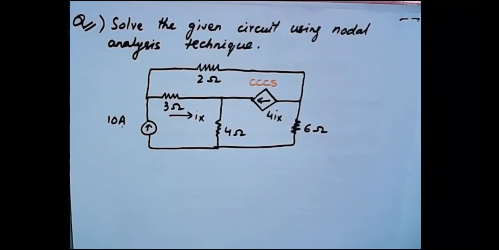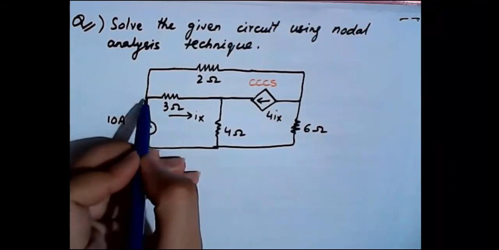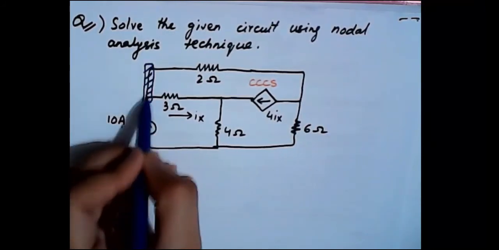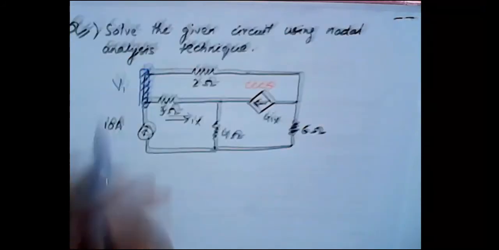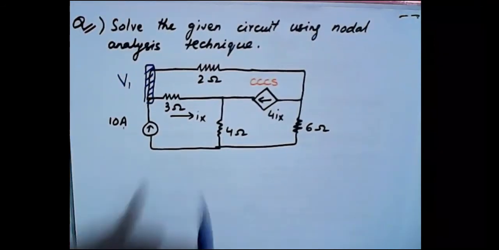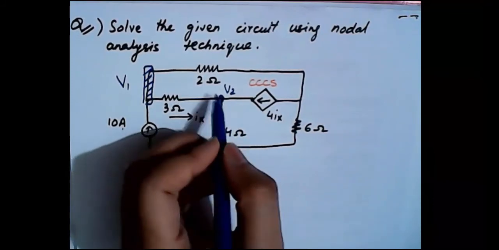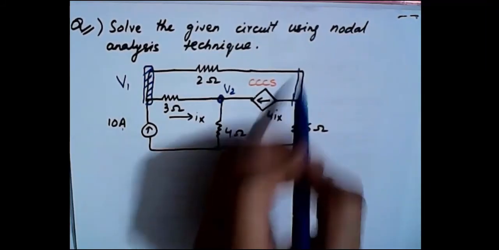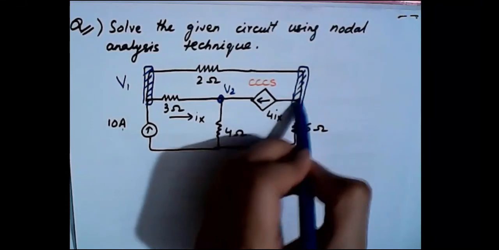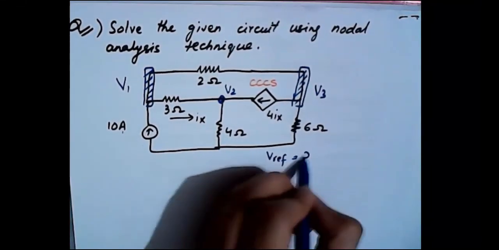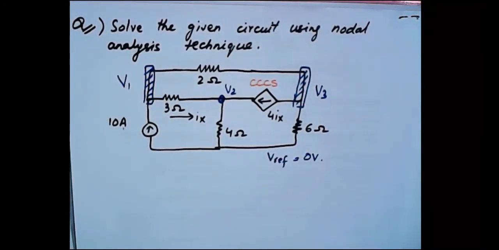Coming towards the nodal analysis. Now again applying the first part, for this we need to identify the nodes. Here you can see that this is a complete node and we can name it as node 1 and assign its voltage as V1. Similarly, this is node 2 and let's assign its voltage as V2, and this can be considered as node 3 with voltage V3, and this will be our reference node whose voltage is 0 volts, right?